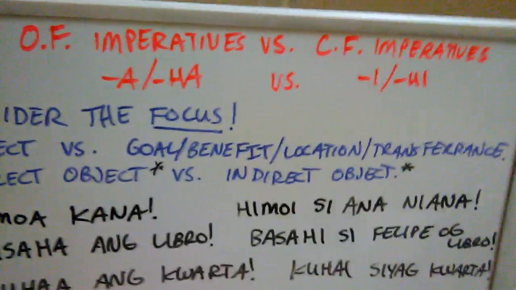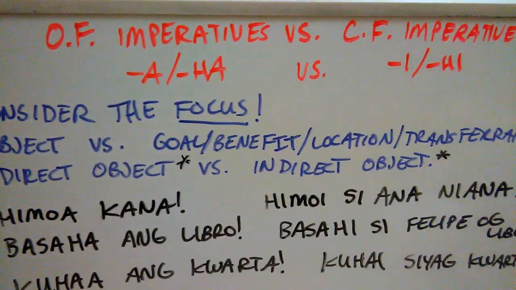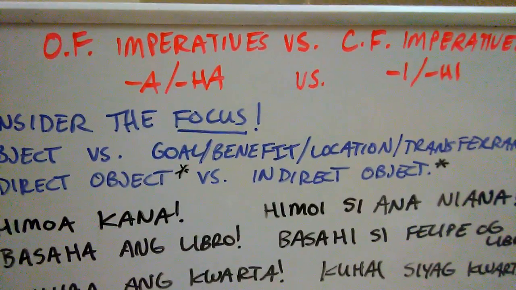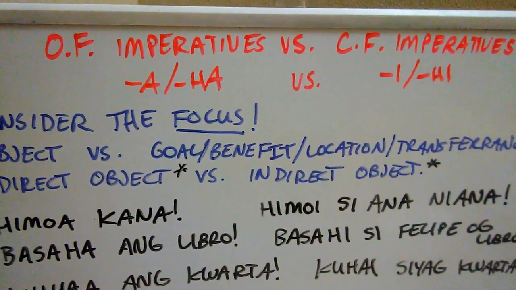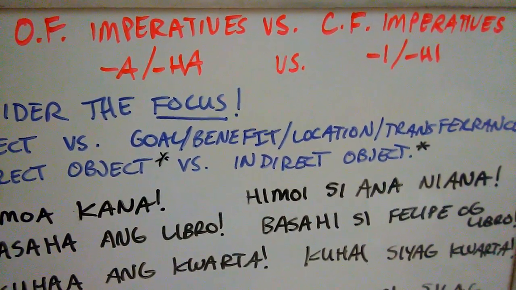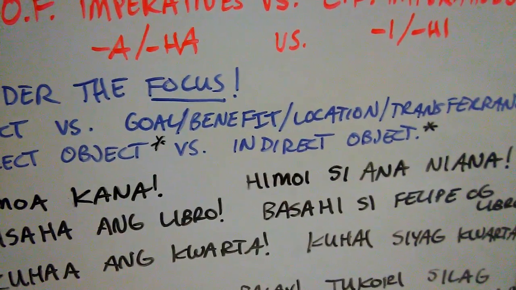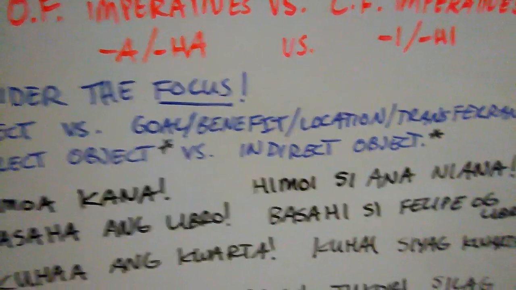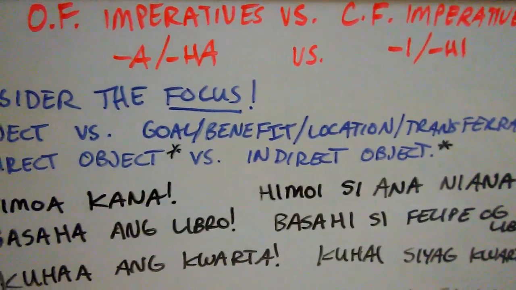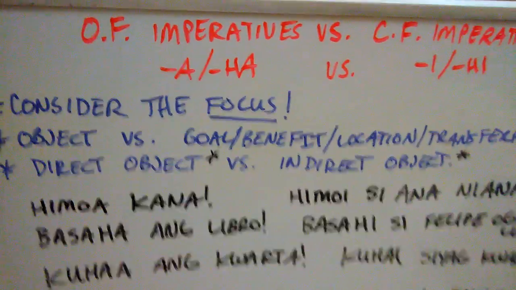Alright, so let's demystify this confusing topic of imperatives from the object focus and the circumstantial focus, okay? So object focus imperatives against circumstantial focus imperatives. And if you forgot, it's the a or the ha versus the i or the he, depending on the ending stress, right? The things that we will look at is consider the focus.